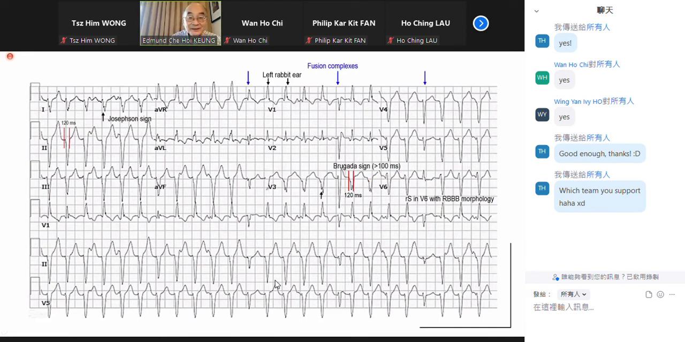Okay? Now, you said, but I know even more than that. I want to show you the AV dissociation. Now, why do I suspect AV dissociation? Now, V1. You also notice that there's something trying to pop in and out. Okay? Here. This is most obvious here.